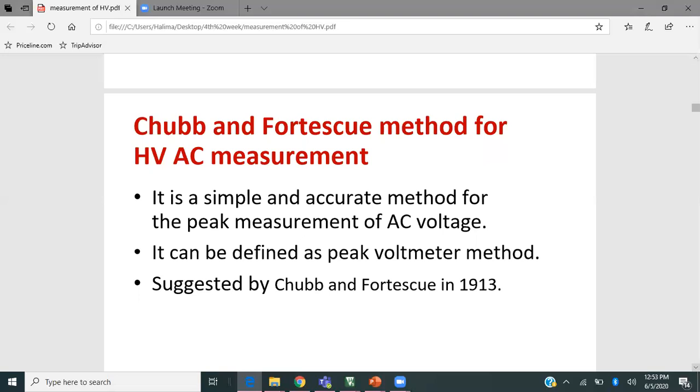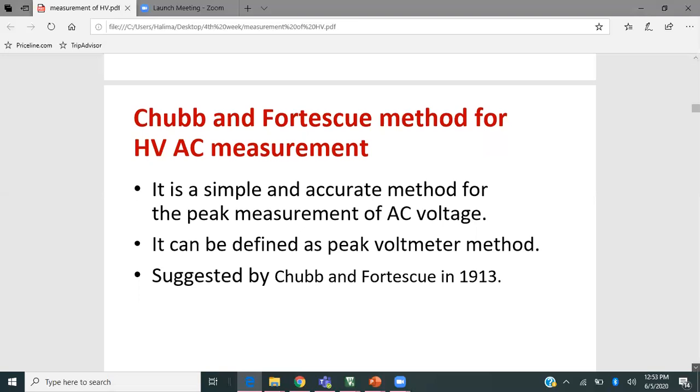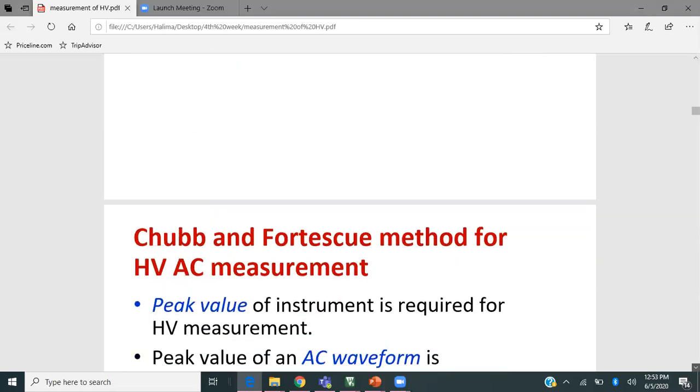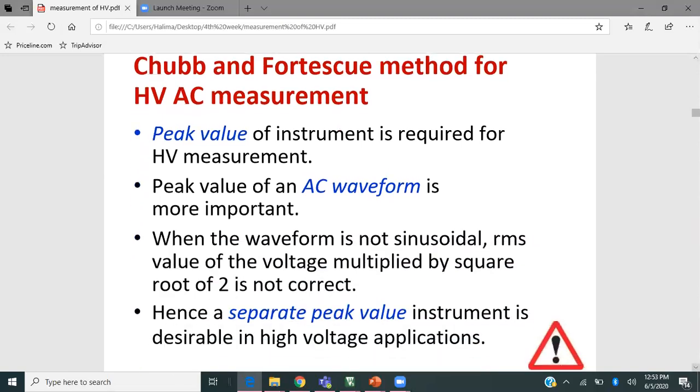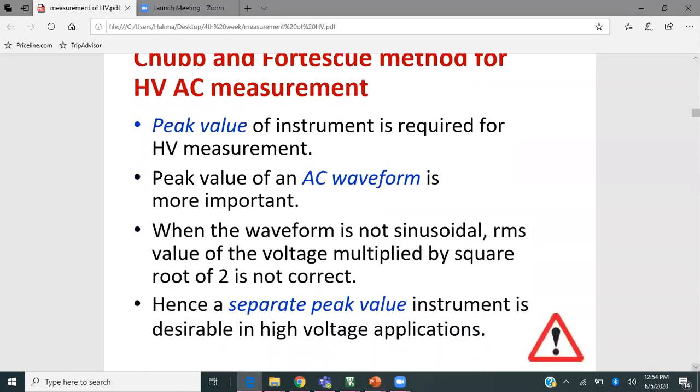In this method, the peak value is required for the HV instrument. Similarly, the peak value of an AC waveform is more important. When the AC waveform is not sinusoidal, the RMS value of the voltage multiplied by the square root of 2 is not correct. So a separate peak value instrument is desirable in high voltage applications.